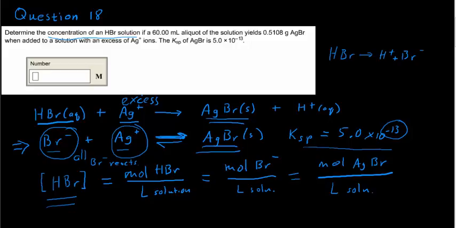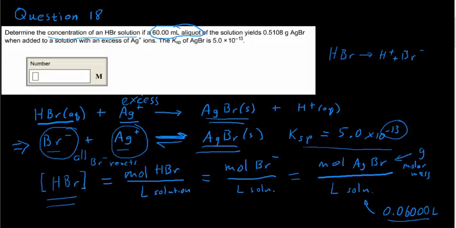So do we know any of these things? Well, we don't know moles of silver bromide, but we do know grams of silver bromide. So from grams of silver bromide, we can use the molar mass of silver bromide to find the moles of silver bromide. So do we know total liters of solution? Well, we do know total liters of solution because we were told that we have a 60 milliliter aliquot of this solution. So that's going to be 0.06000 liters of that solution. So we do know that in this case.